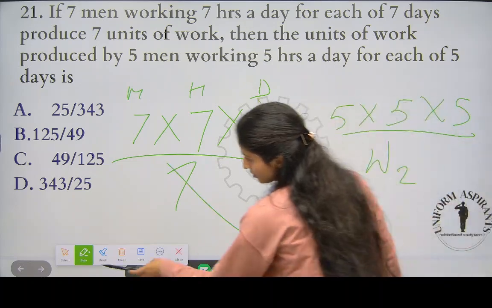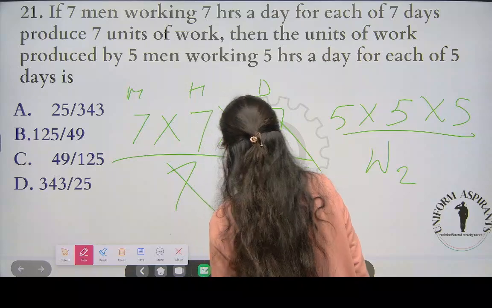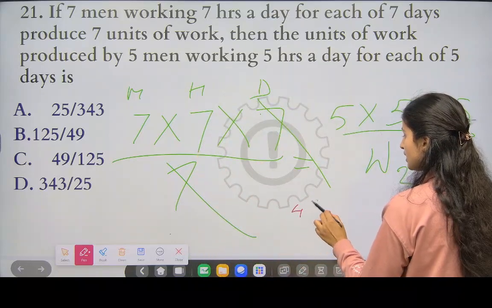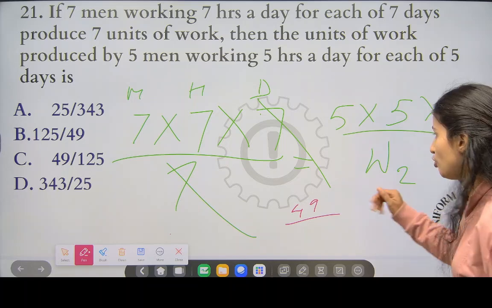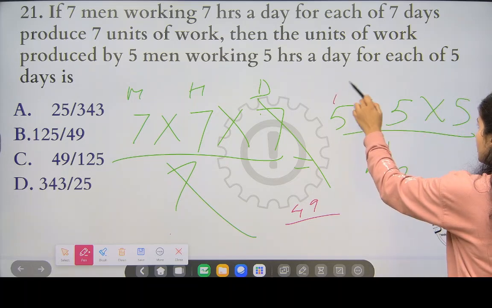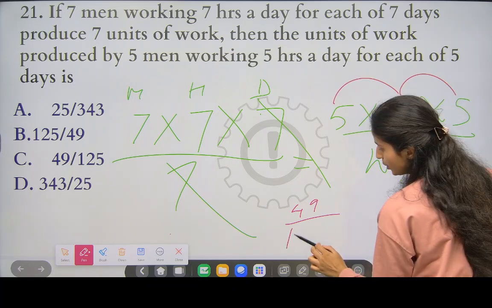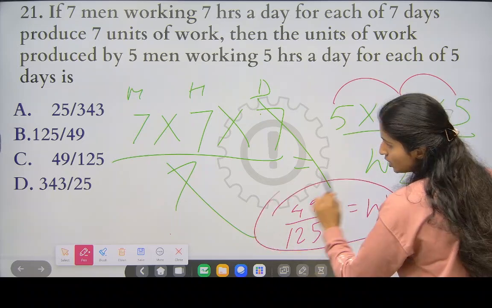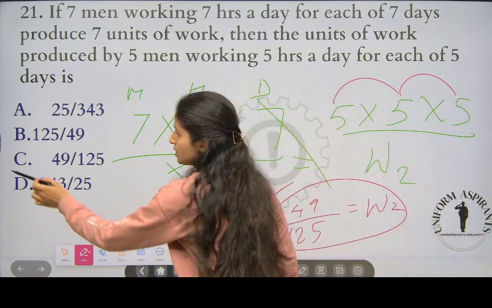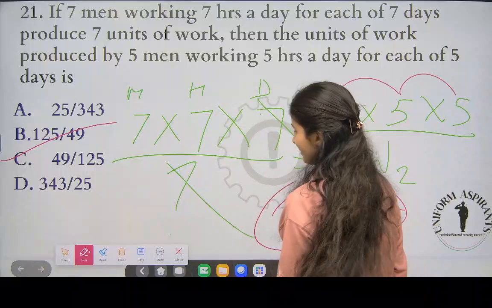Now check, see this. 7 sevens are 49. This will get divided. What is the cube of 5? 5 5s are 25. 25 5s are 125. 125 is equal to W. W means work. So is there an option? Yes, option number C. Okay, chalo.